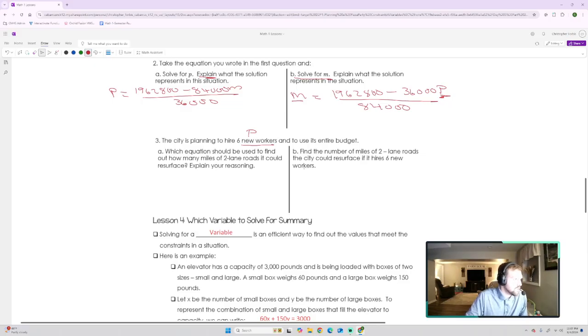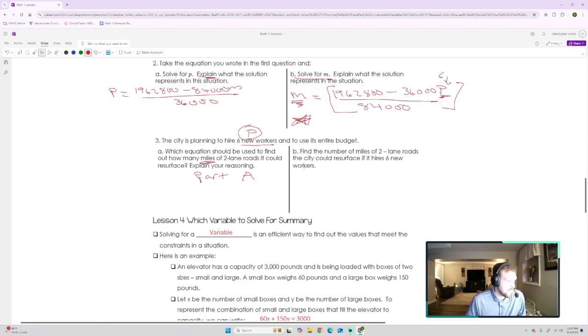Which equation should be used to find out how many miles a 2-lane road it could resurface? Explain the reasoning. All right, I'm given P, and I'm asked to solve for M. Which equation? A or B? This one, right? I can plug 6 in for P, multiply this whole thing out in the calculator, and it'll tell me M.